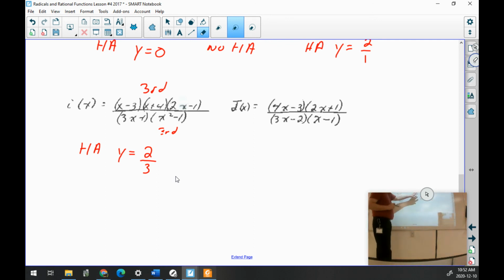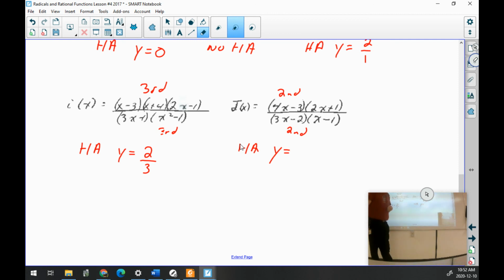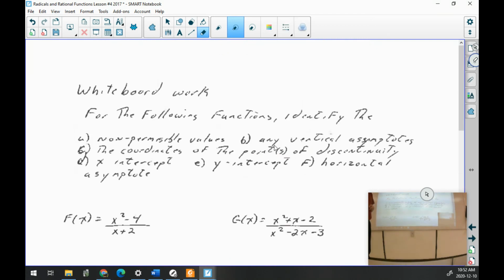And again, here we have a second degree over a second degree. So we have a horizontal asymptote at some number y other than 0. My top leading coefficient is 4 times 2, so 8. My bottom leading coefficient would be 3 times 1. It would be at 8 over 3. Okay, and that is the lesson for today. I will start going over some of these questions.